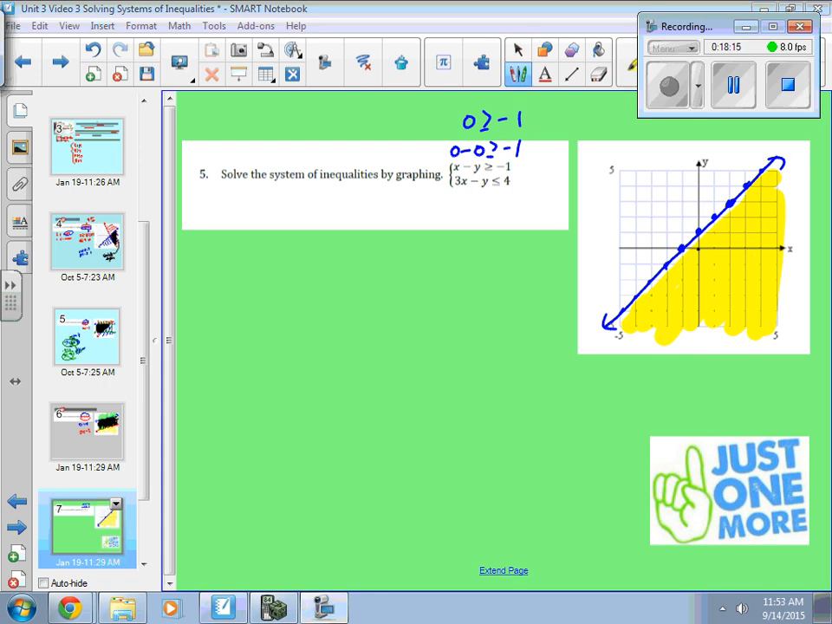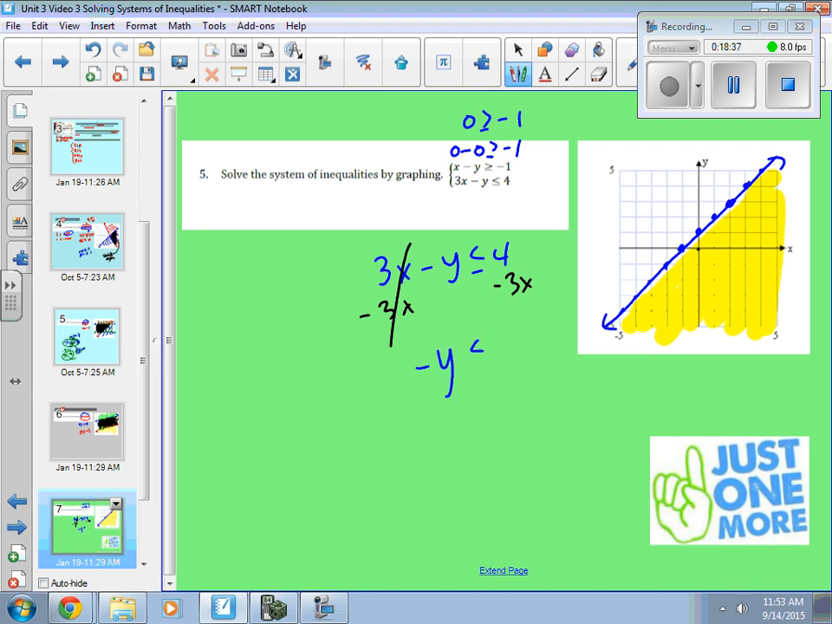Okay, for the second line, we could do cover up again. Let's try another method though for this one. The other way you could do this, if it's not in slope-intercept form, is get it in slope-intercept form. So if we're going to get this one in slope-intercept form, we want to get y by itself. One thing we could do is move -3x to the other side. That cancels out, so now I've got -y is less than or equal to -3x plus 4. But we don't have y by itself yet. We still got this negative.